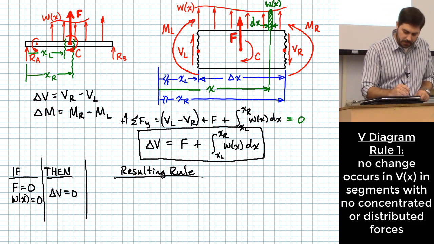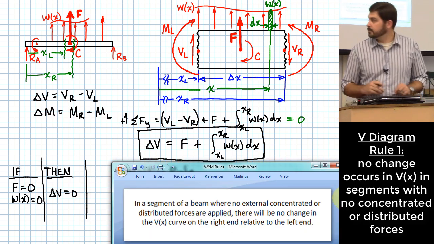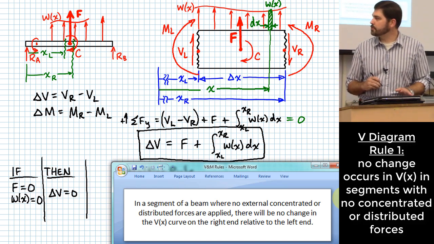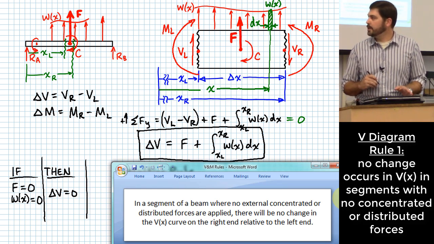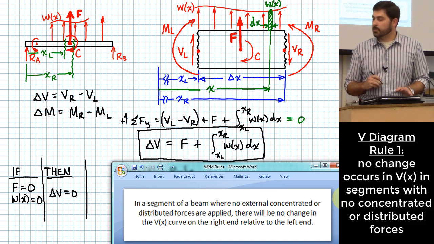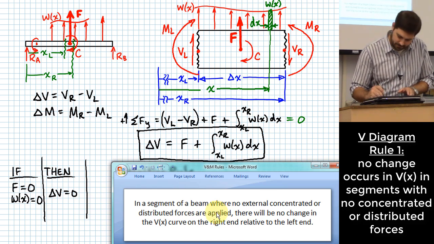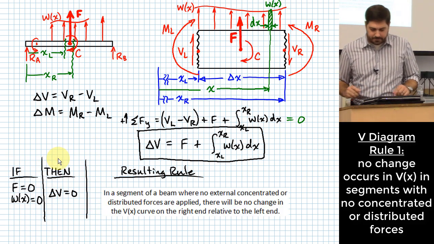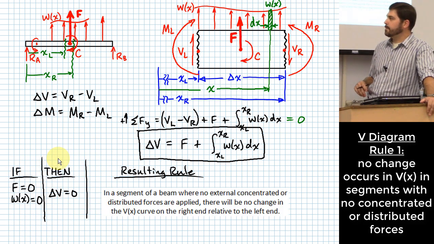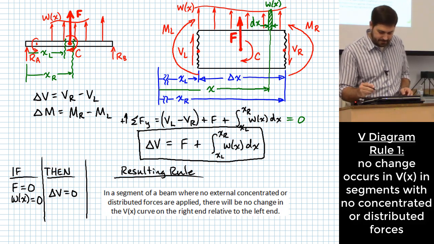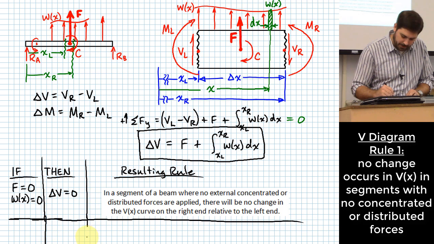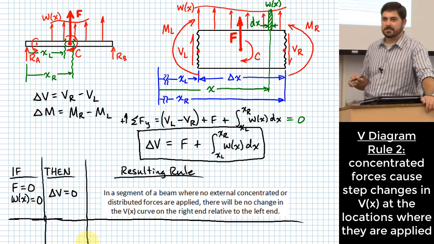And so this is what gives rise to our first rule. Our first rule is, in a segment of beam where no external concentrated or distributed forces are applied, there will be no change in the V of x curve on the right end relative to the left end. I'll put that right here. Okay? Sweet. Our first rule. Shall we do another one? Yes. We're going to love it.